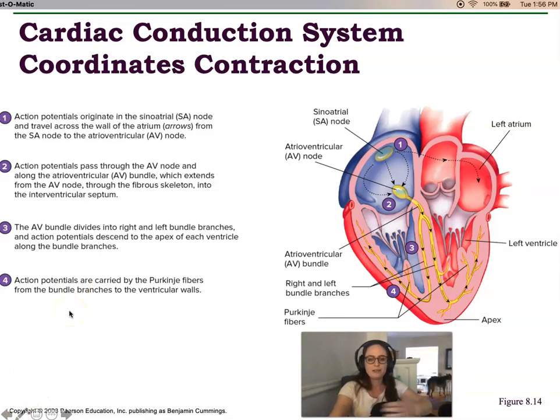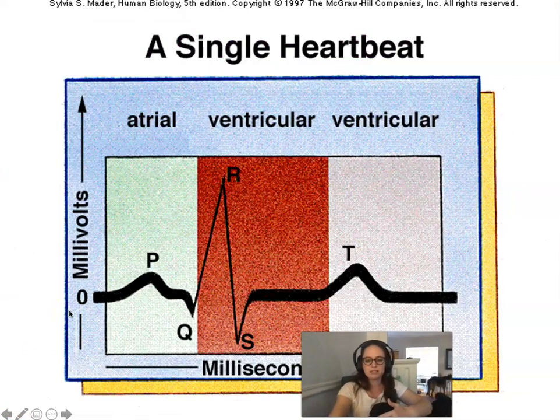So again, now we're getting out of the electrical conducting system and into the ECG. If you want to pause, take a breather, absorb all of that information before moving on, that's fine. They are interrelated. There's good reason to talk about these things together.